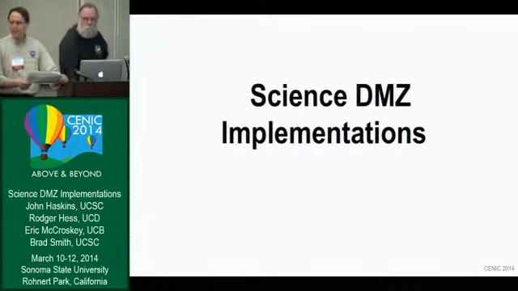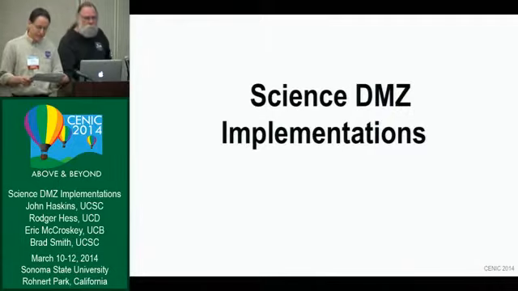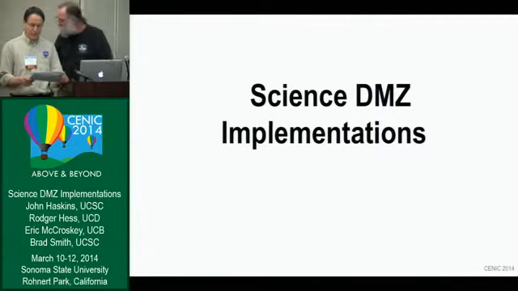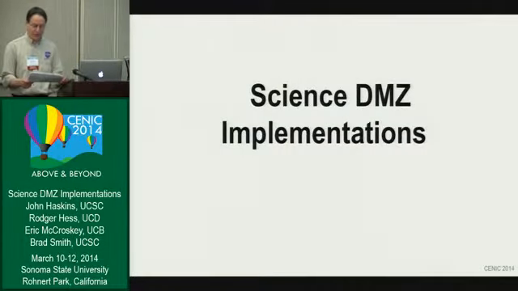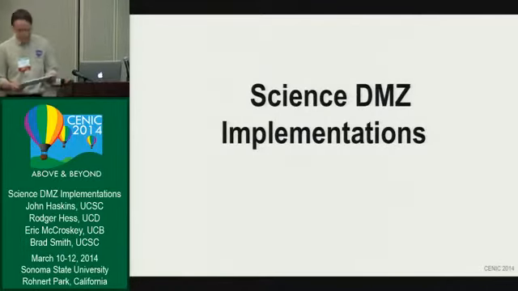And finally, we have Brad Smith, and he is the Director of Research and Faculty Partnerships at UCSC's ITS Division and an adjunct faculty in computer engineering. Brad's activities at UCSC include resolving researchers' IT bottlenecks and research and teaching on computer networks.